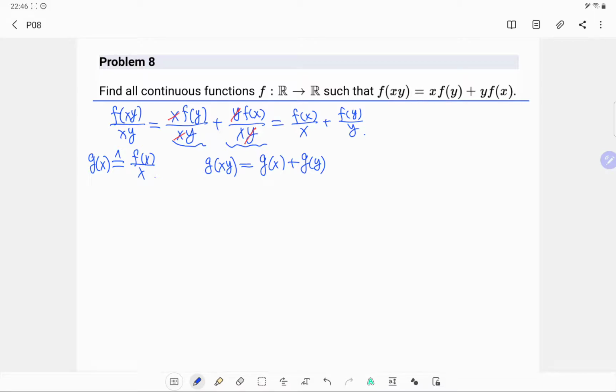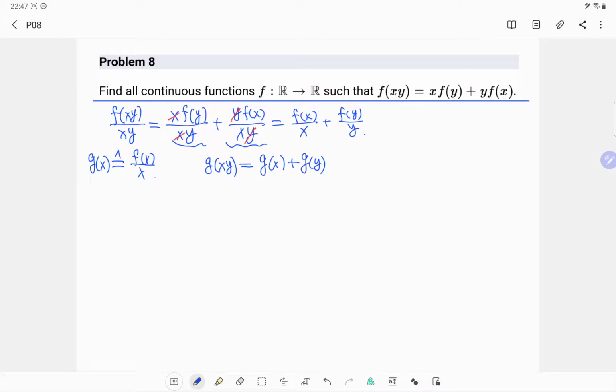It is something like the Cauchy equation, but actually not the same. The Cauchy equation is f of x plus y equals f of x plus f of y, so it is somehow like a linear relationship. Actually, this is not the same, as we can see on the left side, we have g of xy rather than g of x plus y. But it is a variation of the Cauchy equation, and sometimes we call it a type 3 Cauchy equation.